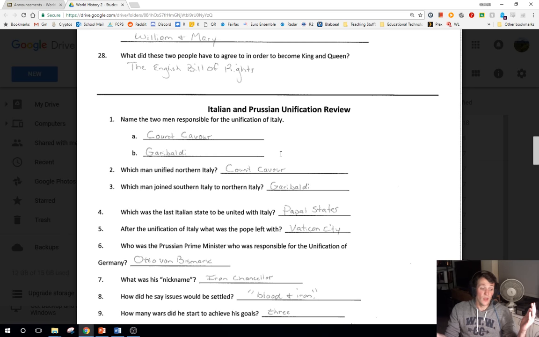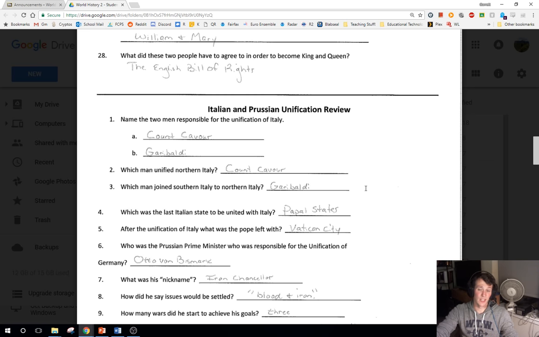So the last states to unite with Italy, what's left here is essentially the papal states, right? And at that point, what's left is simply Vatican City, and that's all the Pope is left with, right? Everything else is more or less Italy, and Vatican City is still technically considered a country today. It's a micronation, which is pretty cool if you think about it.